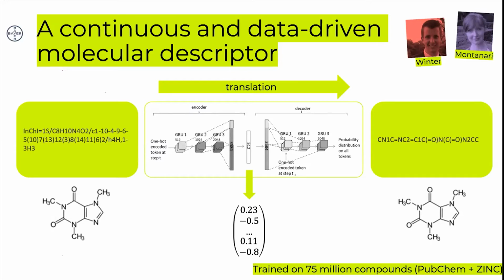So maybe it would be better to make a more complicated task. And therefore we borrowed the concept of machine translation. So we present a chemical structure in a different form of the SMILES notation. It's a line notation that is describing the molecular graph.